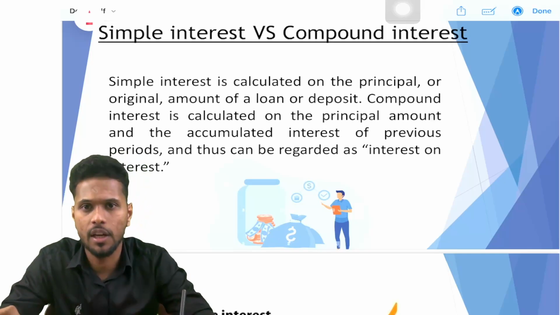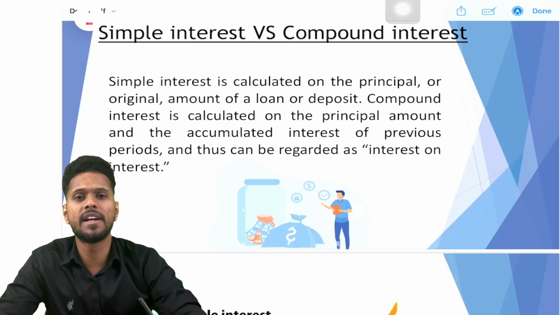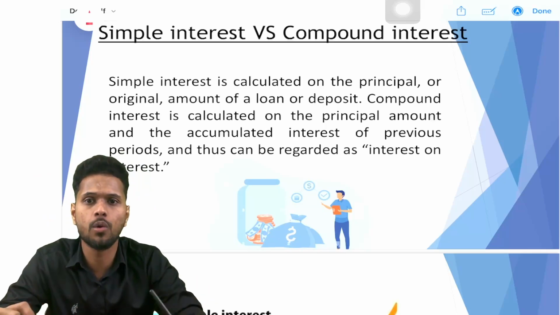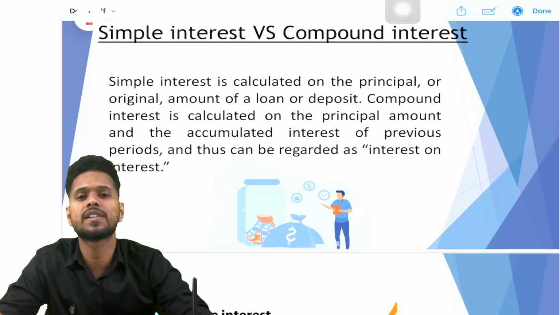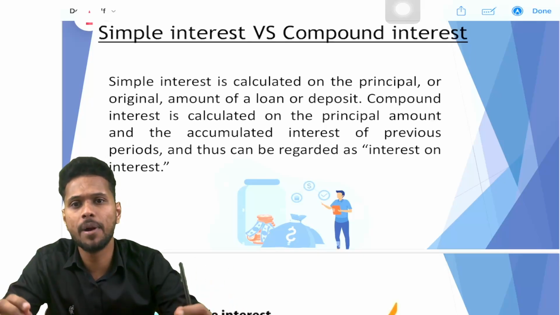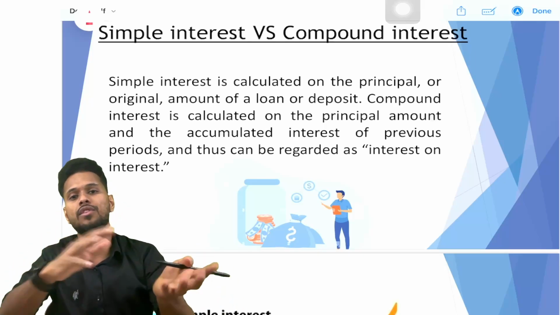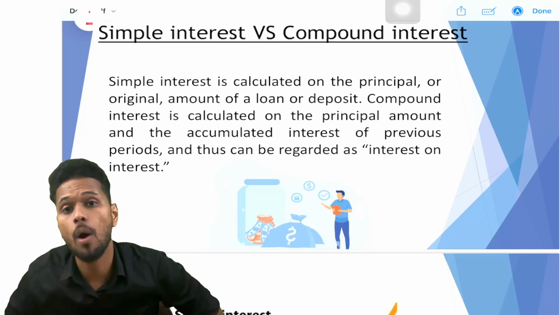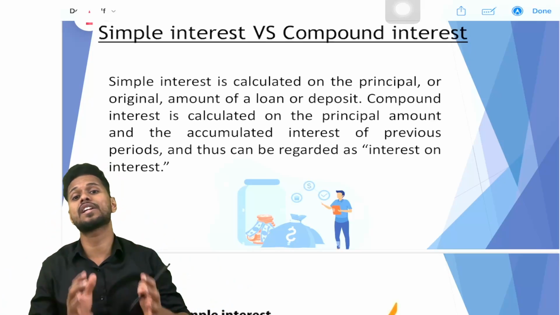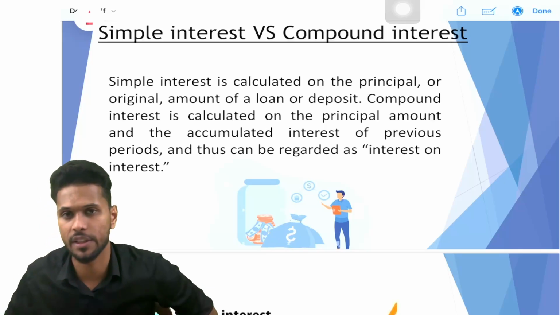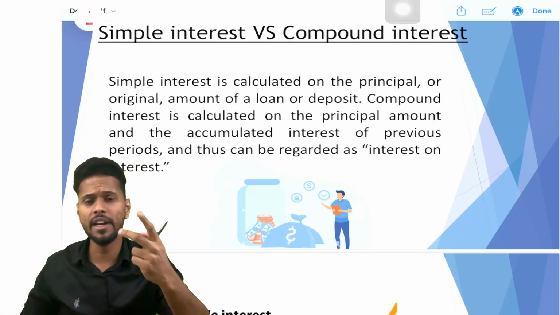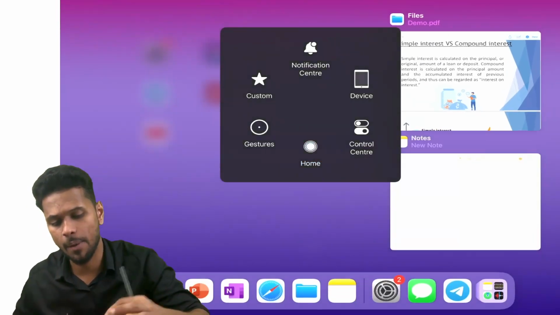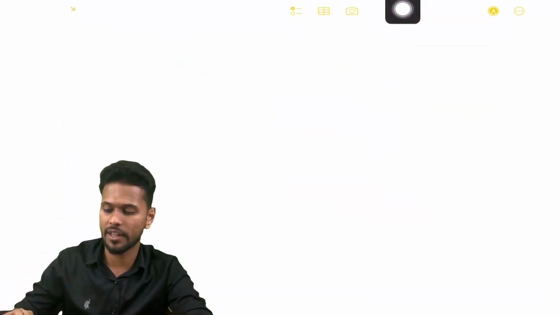Clear? So you can read this sentence: simple interest is calculated on the principal or original amount of a loan or deposit. Compound interest is calculated on the principal amount and the accumulated interest of the previous periods. So compound interest is regarded as interest on interest. In order to understand this very clearly, we can take an example, and with that example you can understand it very clearly.